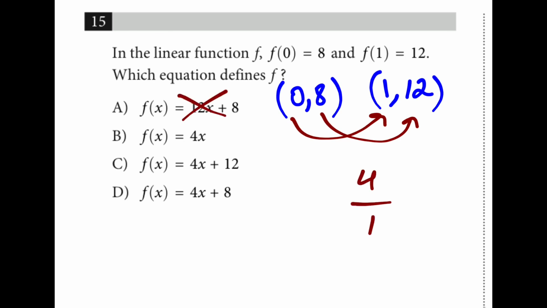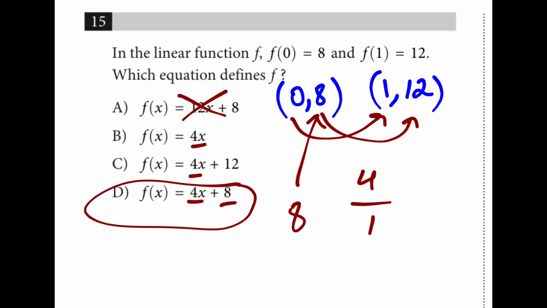So that rules out this one. All three of these have a slope of 4. And my b value is going to be 8. So that's right here, d.